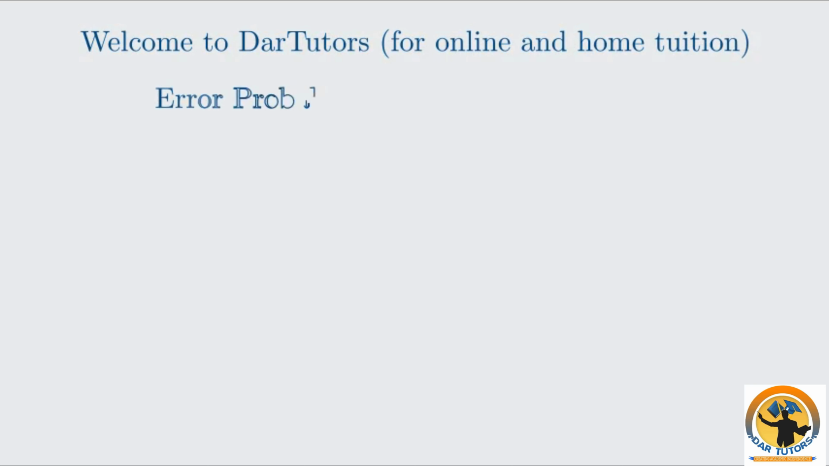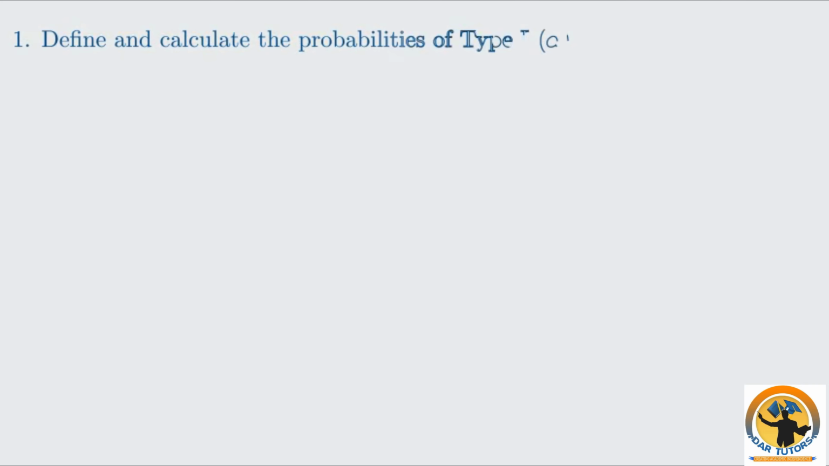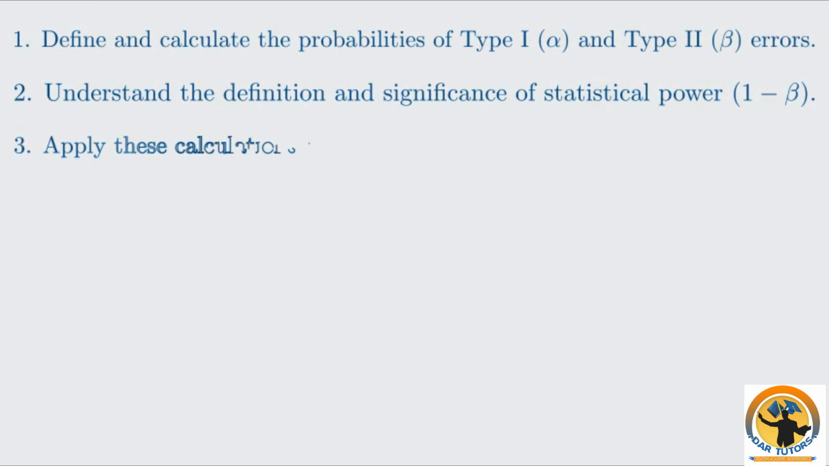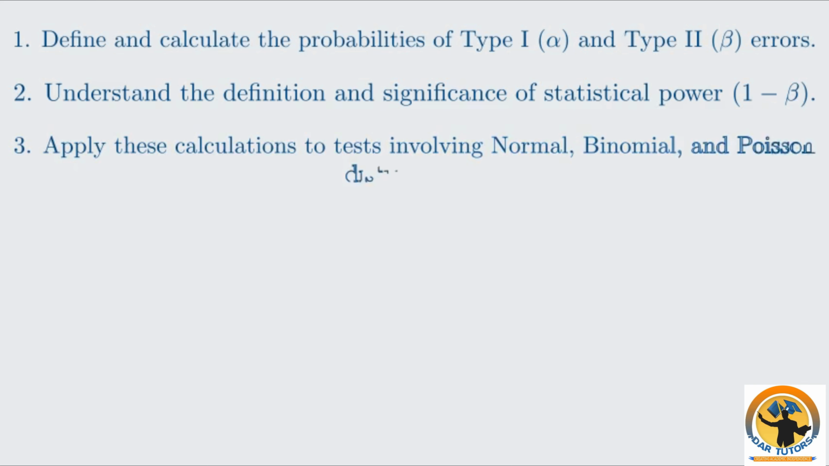Specifically, we will examine error probabilities and statistical power, fundamental concepts for IB Mathematics AI higher level. In this video, you will learn to, first, define and calculate the probabilities of type 1 and type 2 errors, denoted by alpha and beta. Second, you'll understand the definition and significance of statistical power. And third, you will apply these calculations to various distributions, including normal, binomial, and Poisson, through comprehensive worked examples and IB-style practice questions. Let's begin by clearly defining the two types of errors we can make in hypothesis testing.